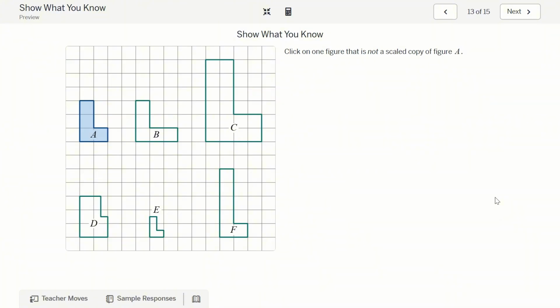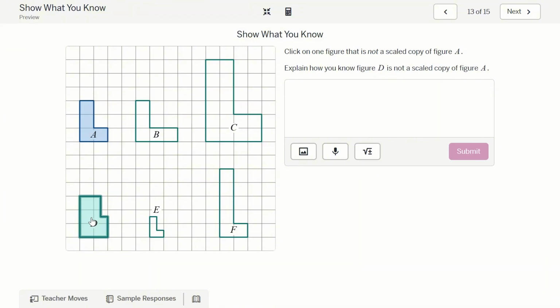Ladies and gentlemen, which ones did you choose? Which one's not a copy? D is, yeah, definitely not a copy. Okay, how do we know that it's not a copy? Because there's a little snub on it, and if you look at figure A, there's not a snub on it. It's not the same shape, right? Yeah, not the same shape. What other one's not the same? F? Oh, it's a lot longer on the top, huh? Okay, what else we got?